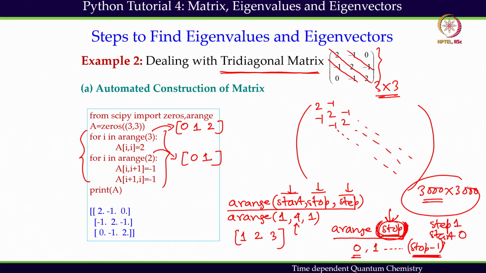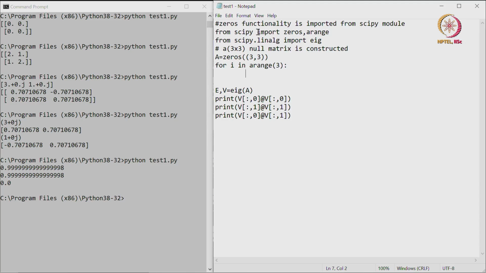So, we have for i in arange 3, I have to specify now a[i, i]. What I am going to do right now is specify the diagonal elements, and I know that the diagonal elements a_ii are always 2. Next I am going to specify the off-diagonal, upper diagonal and lower diagonal elements.